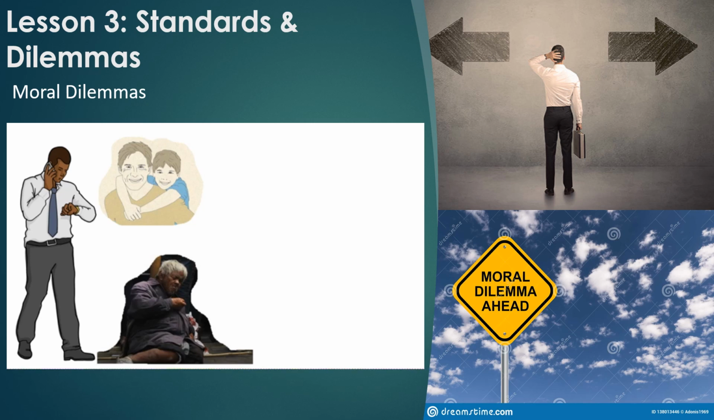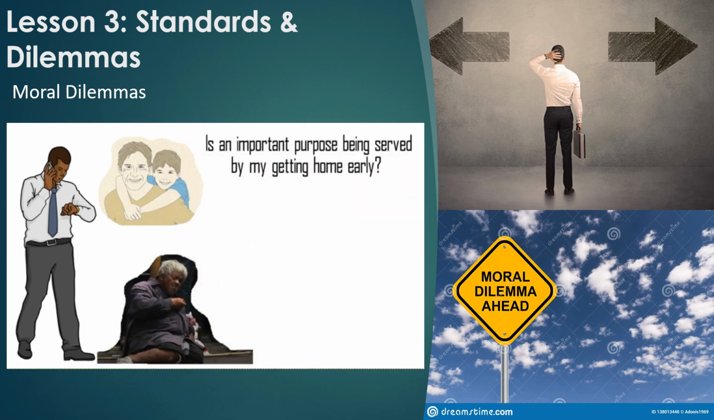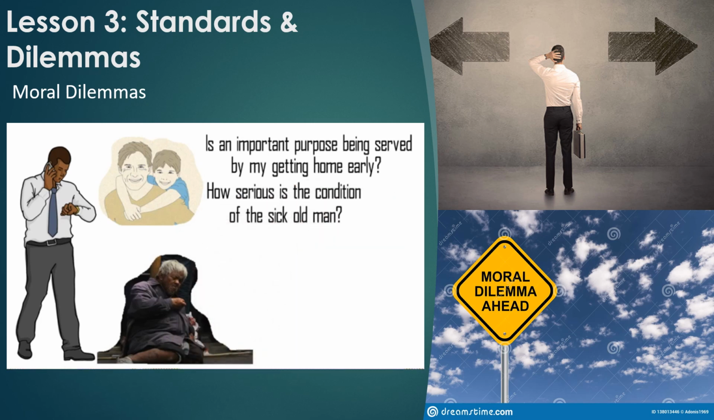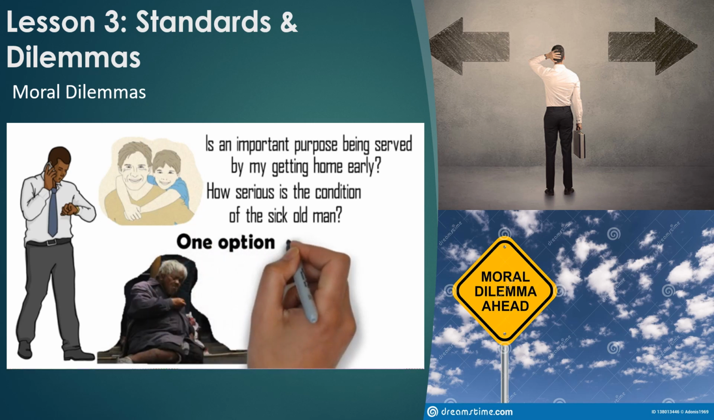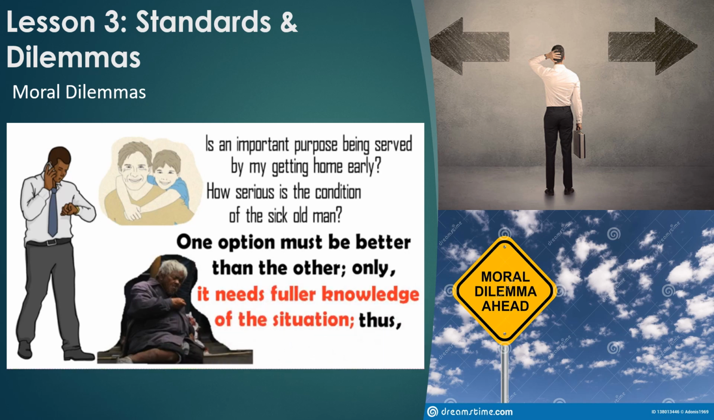We cannot deny that there are conflicting duties here, but we need to note that we want a fuller knowledge of the situation. Is an important purpose being served by my getting home early? How serious is the condition of the sick old man? Indeed, I could hardly decide which option is morally right in this situation. However, one option must be better than the other. Only it needs fuller knowledge of the situation. Thus the term epistemic moral dilemmas.